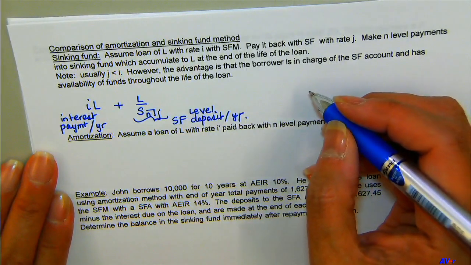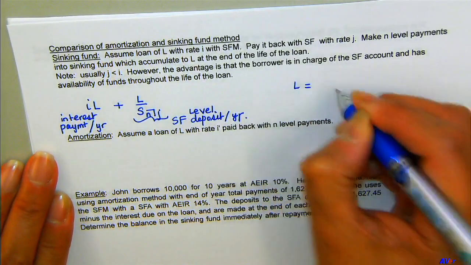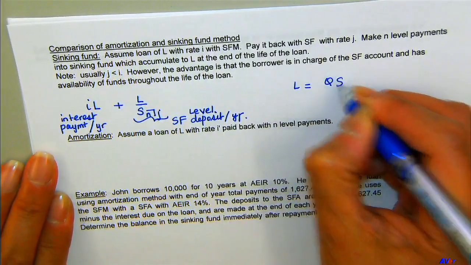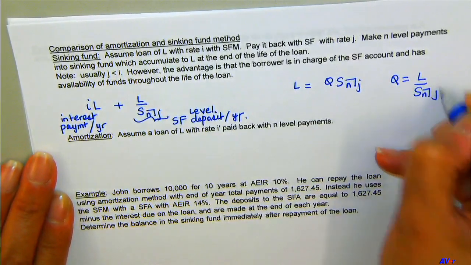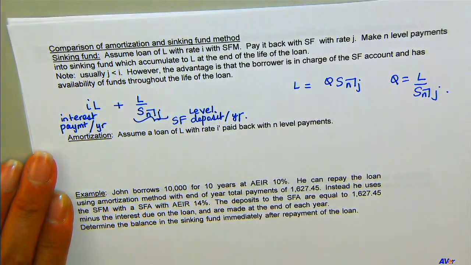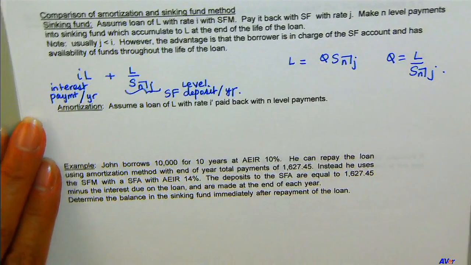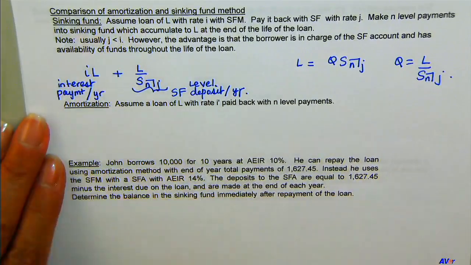So this is just a repeat of what we said on the previous page, right? L is equal to Q times S angle NJ, and therefore Q is equal to L over S angle NJ. So we know how this stuff works with the sinking fund. You're going to pay the lender back IL, and you're going to put this level deposit into a sinking fund.